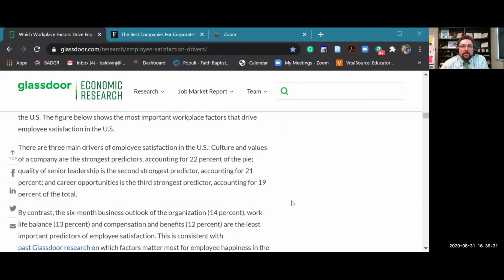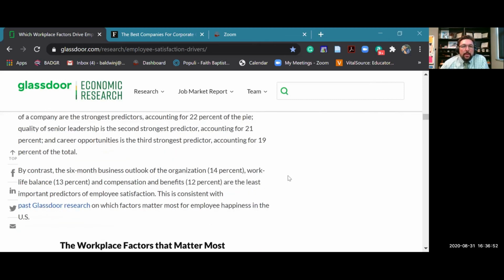There are 3 main drivers in the US: culture and values of a company. Okay, and we've started to talk about how important that is. Culture and values of the company are the strongest, 22% of the pie chart. Quality senior leadership, which we referred to a little earlier, 21%, and career opportunities, 19%. By contrast, 6-month business outlook for the organization was small, work-life balance was small, compensation and benefits were small. That's surprising. I thought compensation and benefits would have turned out to be a lot bigger number.